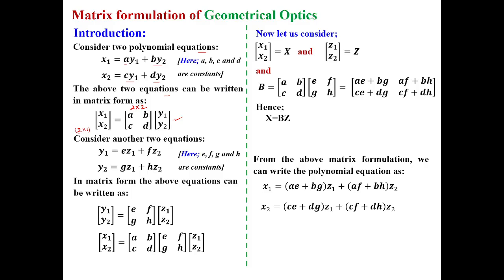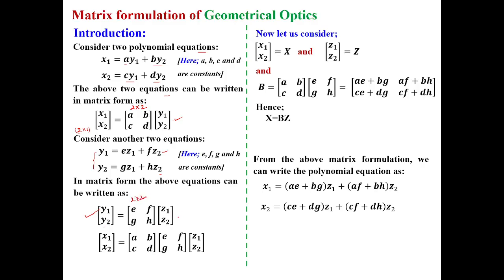These things we already know from our intermediate classes. Now consider another two equations: y1 equals e z1 plus f z2, and y2 equals g z1 plus h z2. Here e, f, g, h are constants. If I write these two equations in matrix form, we can write y1, y2, a 2 cross 1 matrix, equals e, f, g, h, a 2 cross 2 matrix, into z1, z2, another 2 cross 1 matrix.